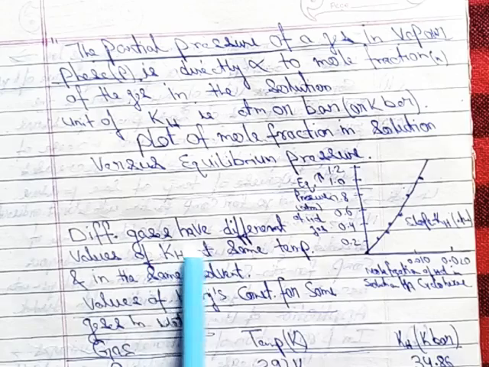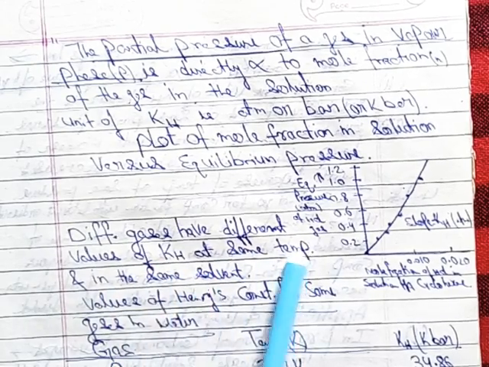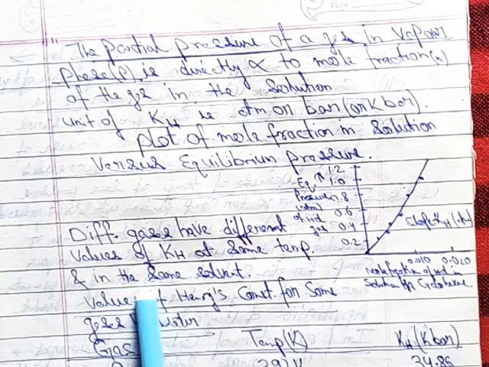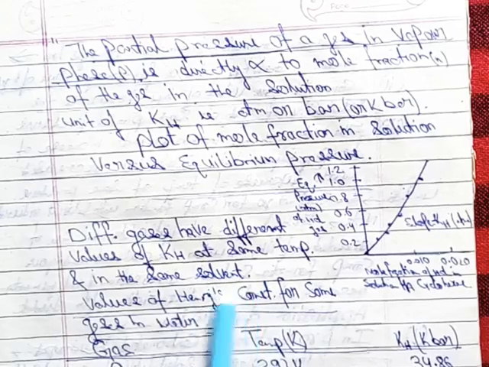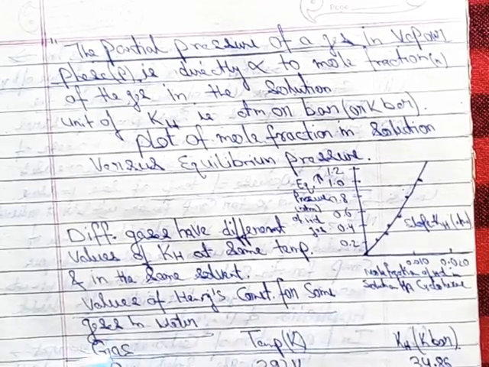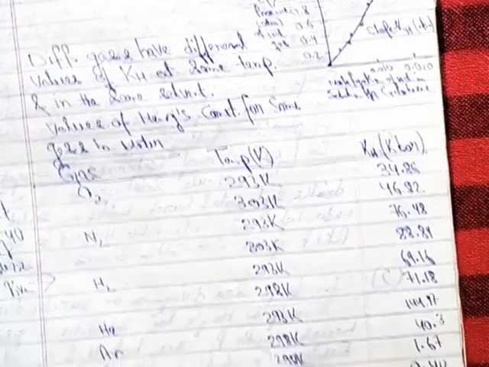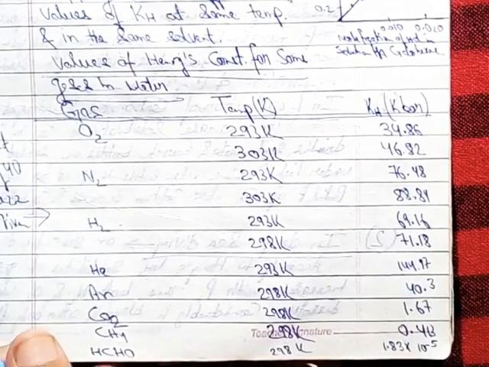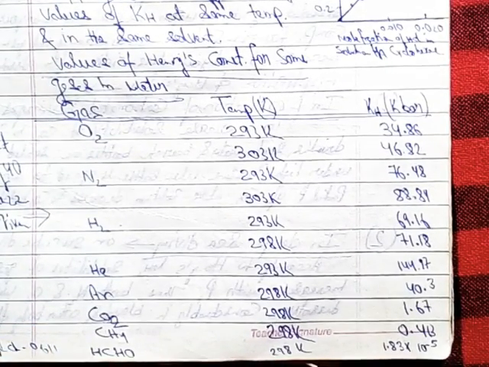So different gases have different values of KH at the same temperature and in the same solvent. Values of Henry's constant for some of the gases are given, so you can get them from the book also. Some of the values of Henry's constant are given over here.